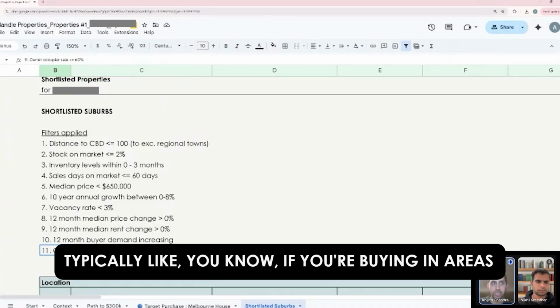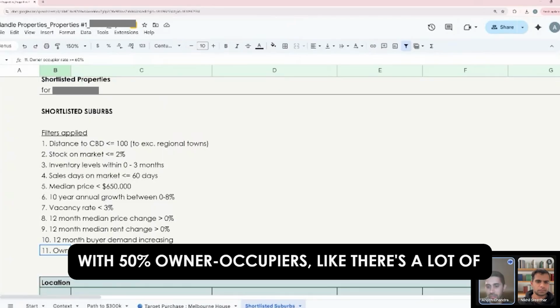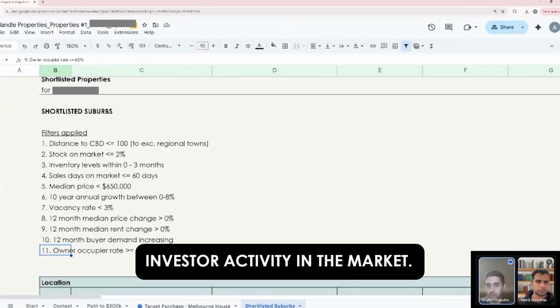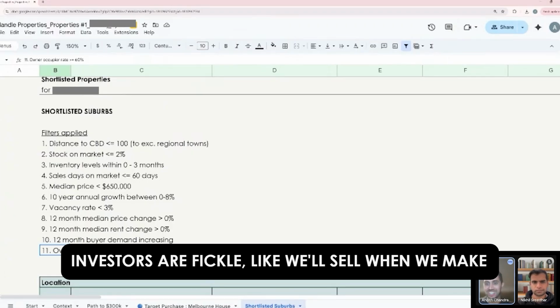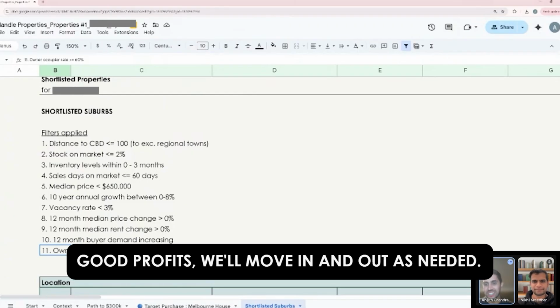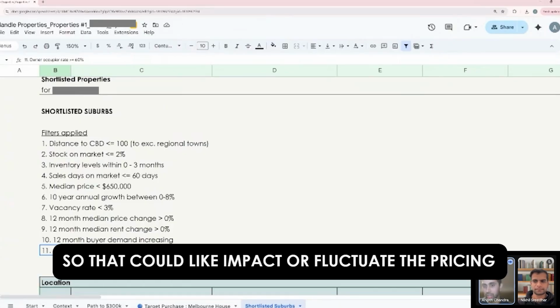Typically, if you're buying in areas with 50% owner occupiers, there's a lot of investor activity in the market. The problem with investor activity is investors are fickle. We'll sell when we make good profits. We'll move in and out as needed. So that could impact or fluctuate the pricing in the market.